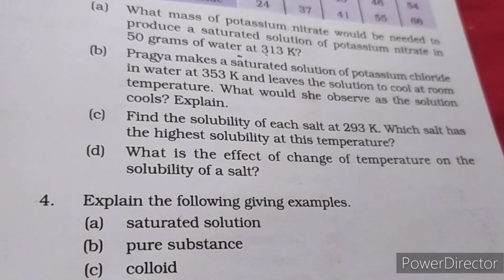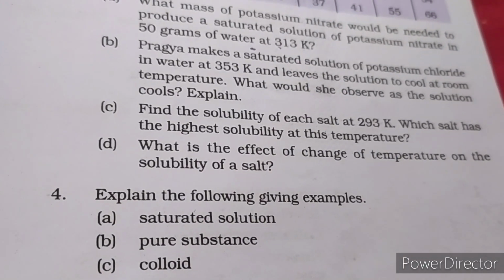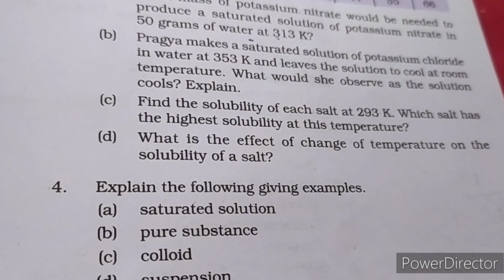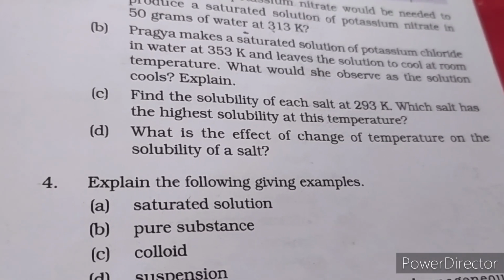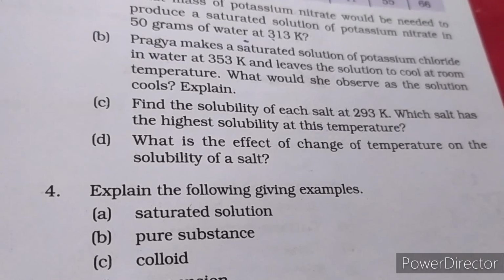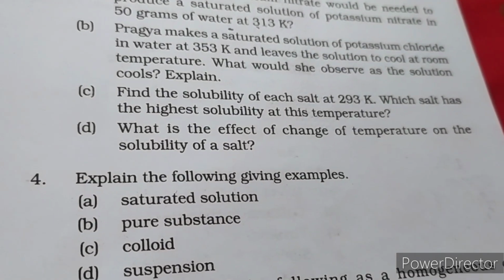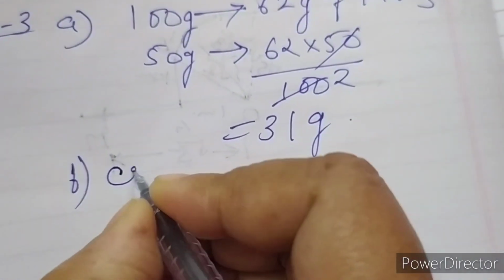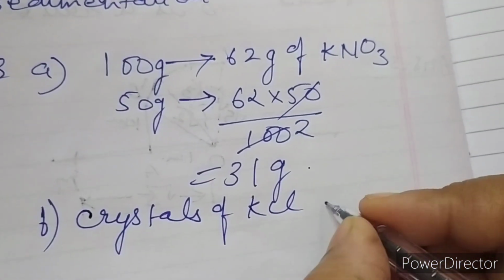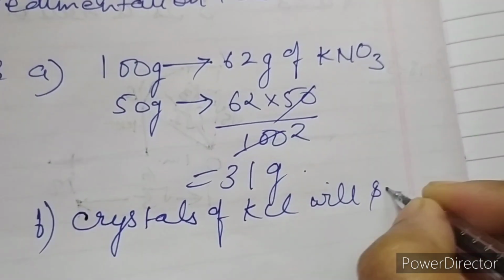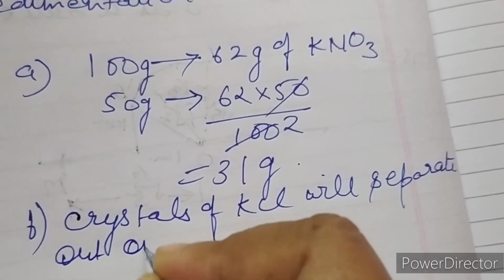Pragya makes a saturated solution of potassium chloride in water at 353 K and leaves the solution to cool to room temperature. What will you observe as the solution cools? You will get crystals of potassium chloride separating out on cooling. Because it is a saturated solution, on cooling the solution you will get the crystals of potassium chloride. So you will write: crystals of KCl will separate out on cooling the solution.